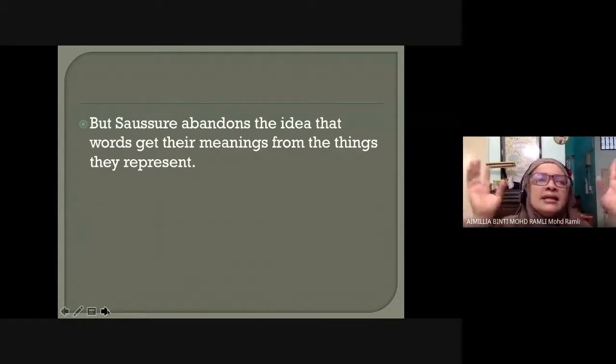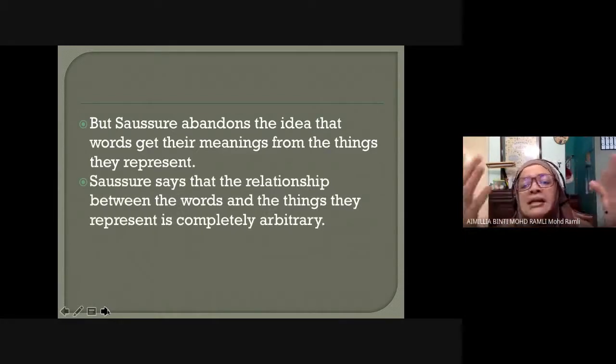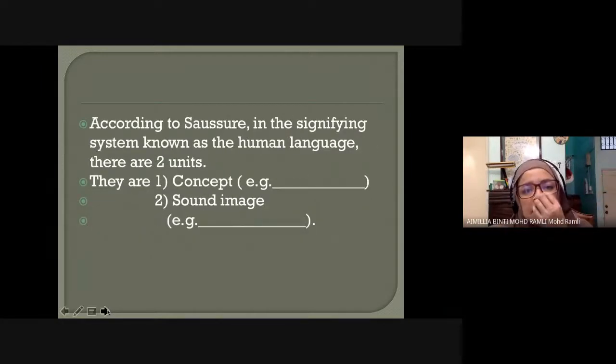Now, Saussure says there's no such thing as that because there is a relationship between the signifier and signified, but it is completely arbitrary. Arbitrary means it's created by humankind, and there is no strong link in this connection between signifier and signified. So, according to Saussure, in the signifying system known as the human language, there are two units: concept, which is signified, and sound image, which is signifier. So there is a connection between signifier and signified.